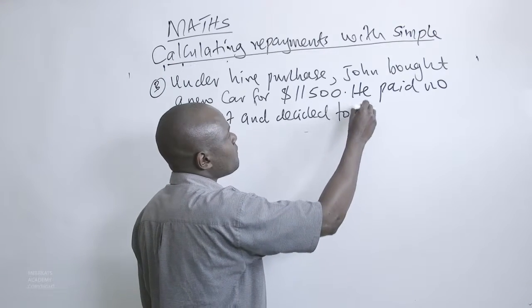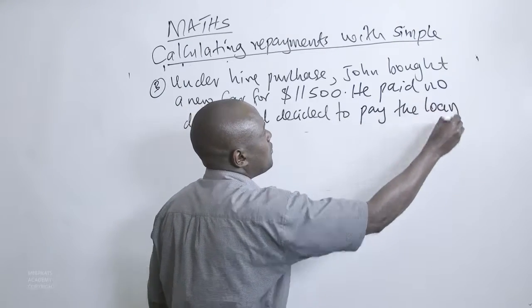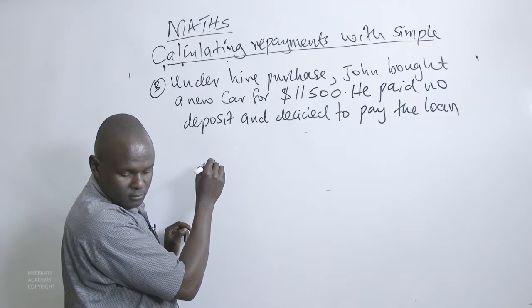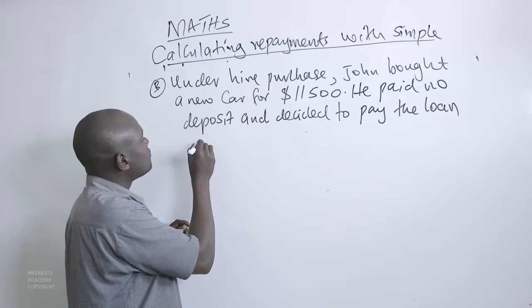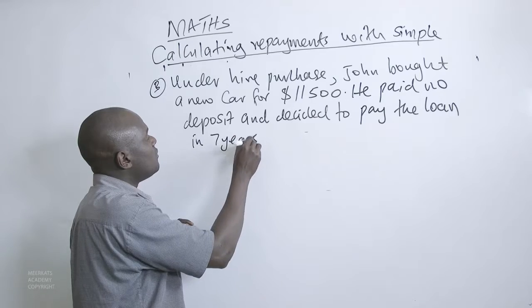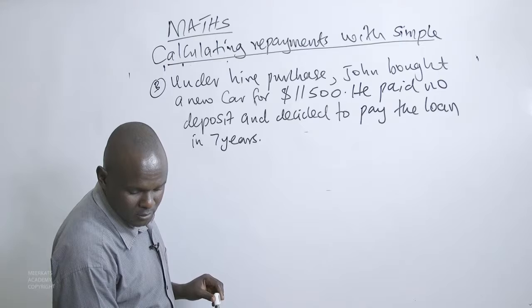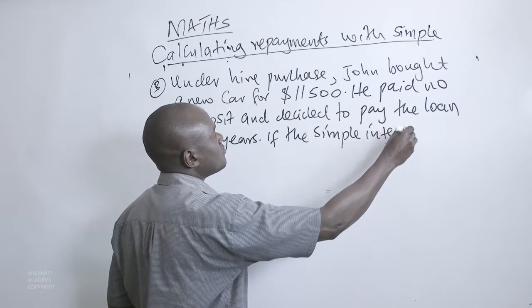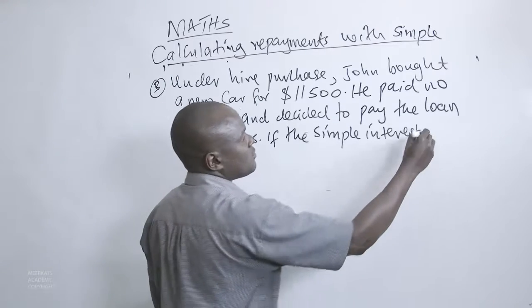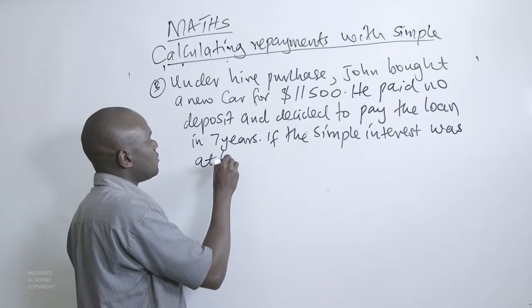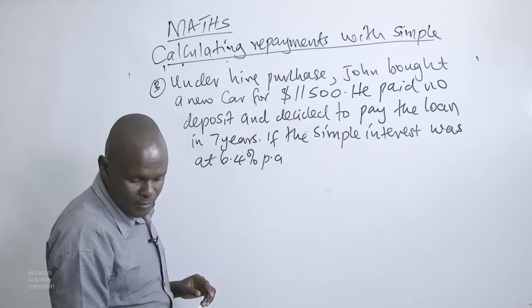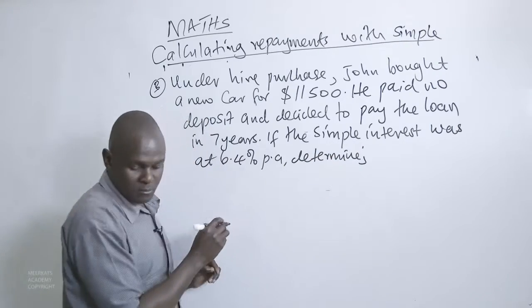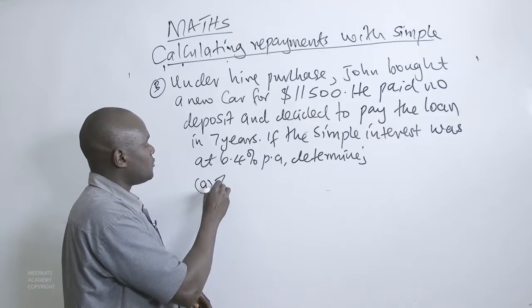Decided to pay the loan in 7 years. If the simple interest was at 6.4% per year, determine the total interest paid.